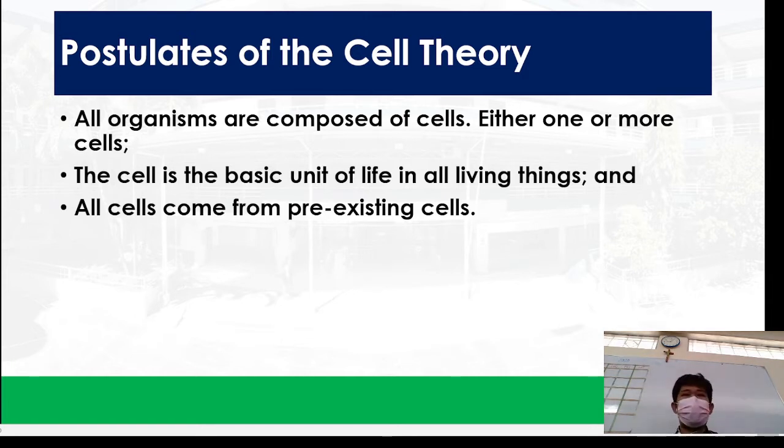What are the principles? First is, all organisms are made up of cells, either unicellular or multicellular. We will talk about them later on with the scientists that proposed these things, okay? Of course, we also have that the cell is the basic unit of life. We all know about it. And cells come from pre-existing cells.